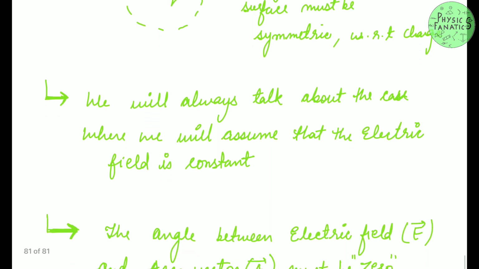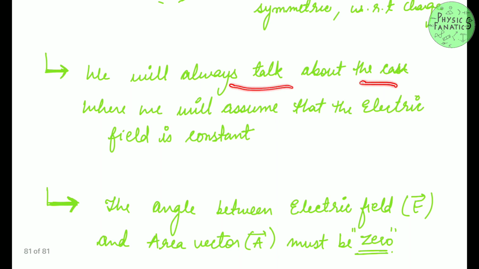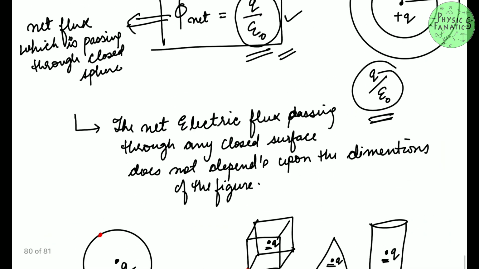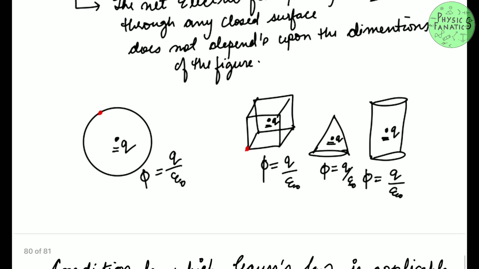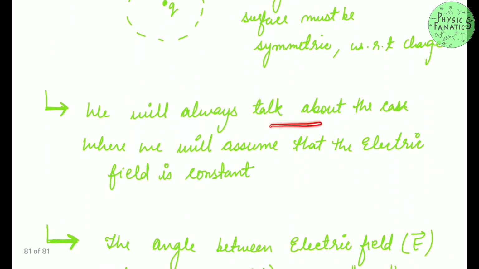The second condition is that we will always talk about the case where we assume the electric field to be constant. Like in the exercise we did previously, we assume the electric field is constant. Again, like the notes say, we will assume the electric field passing out through the Gaussian surface or the closed surface is constant. That is the case we are going to talk about.